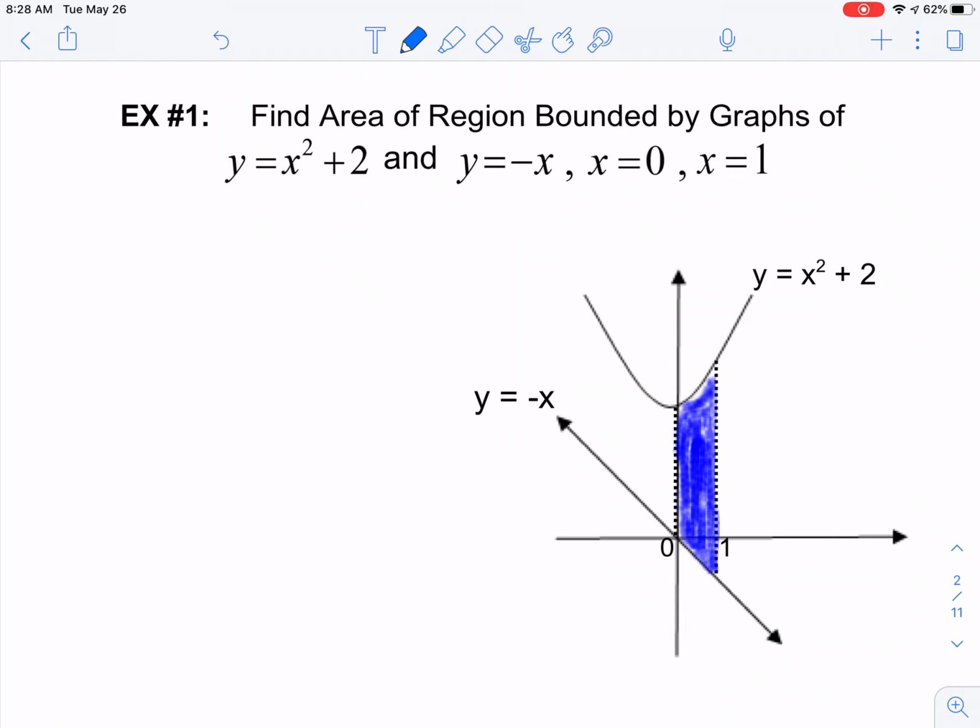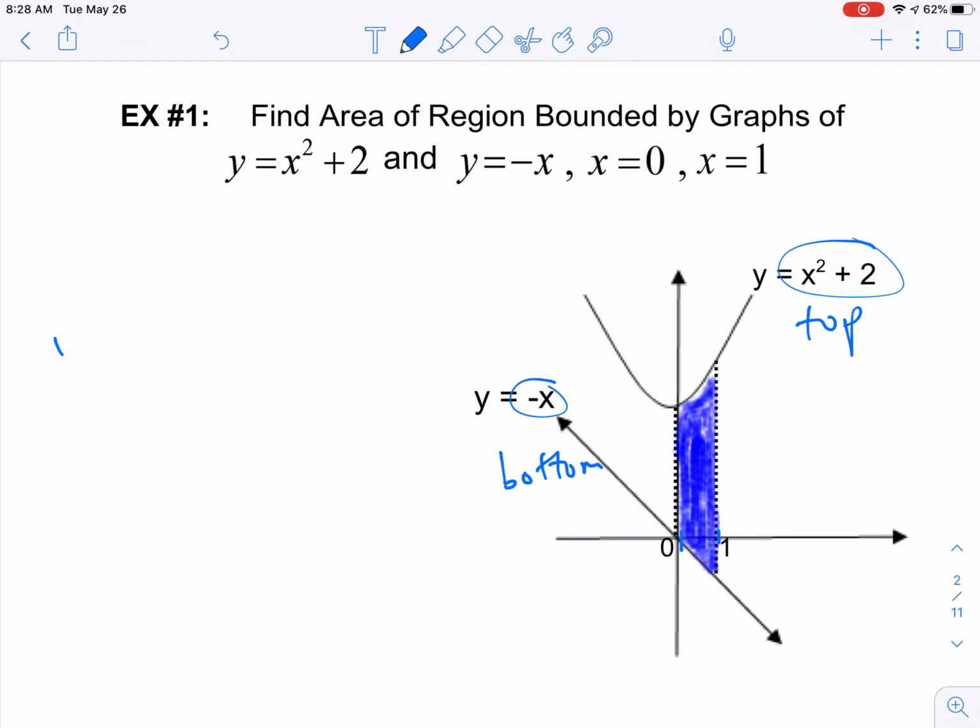All right, so let's try example 1 here. We have our top curve, which is x squared plus 2 right here. That's the top. We have our bottom curve, which is just negative x. We have it on an interval from 0 to 1.